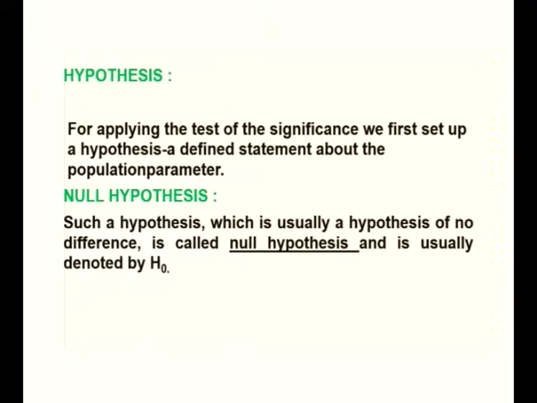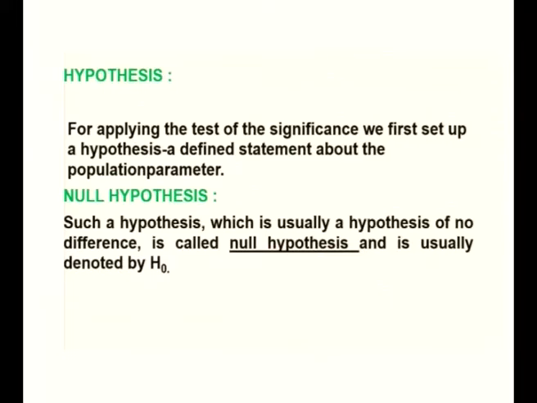Okay. So, first of all, we set up a null hypothesis. We are going to talk about only two values, that is 0 and 1. 0 means no difference and 1 means there is a difference. So, 0 difference stands for null hypothesis and 1 difference stands for alternative hypothesis. Such a hypothesis, which is usually a hypothesis of no difference, is called null. Null stands for 0 and 0 stands for no difference. It is called null hypothesis and is usually denoted by H0.